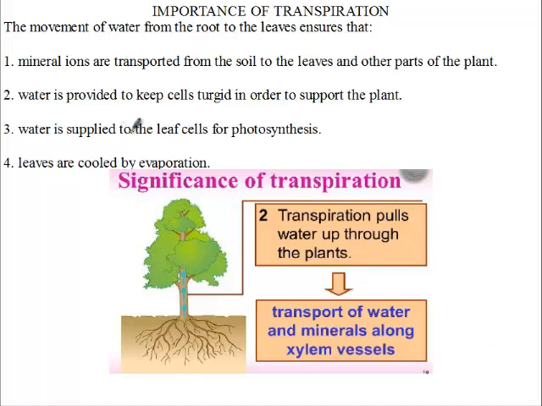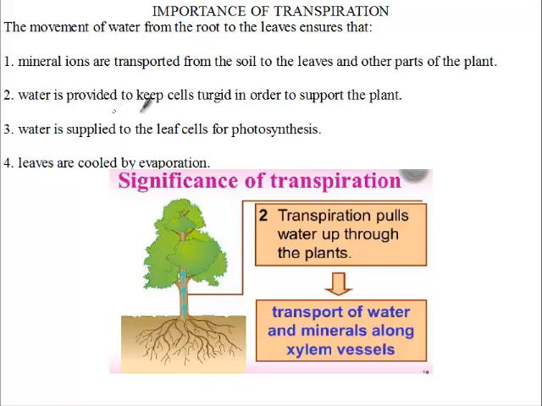One, mineral ions are transported from the soil to the leaves and other parts of the plant. Now, the mineral ions are dissolved in the soil by the soil water. They, together with the soil water, will enter the plant, and then as the plant loses water, there's a pull that will ensure that water moves up the plant. And then don't forget, the water does not move alone. It moves along with mineral ions.